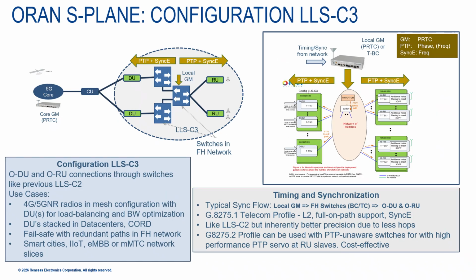Configuration 3 looks at where, instead of the distribution unit being the source of timing into the fronthaul network, the fronthaul network itself has a time source and is now providing that timing not only to the radio units, but also to the distribution units themselves. So again, like LLS-C2, the configuration allows the usage of switches, and again allows you to do these mesh configurations and things like that.